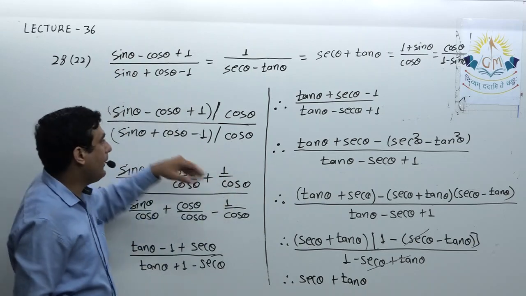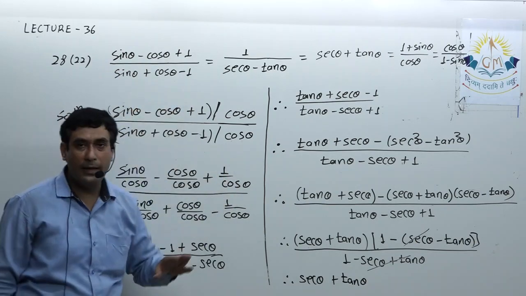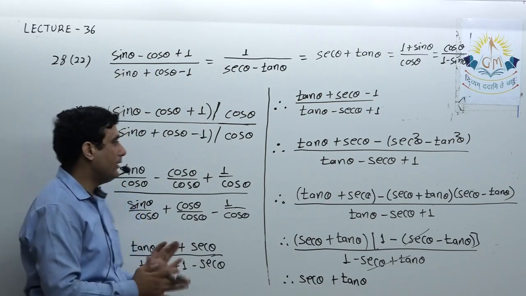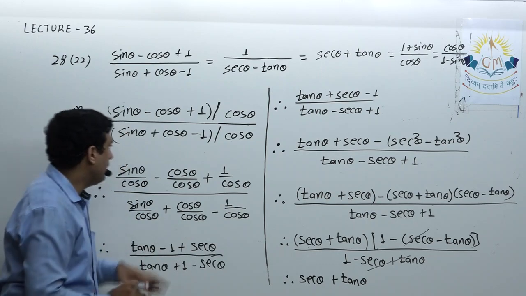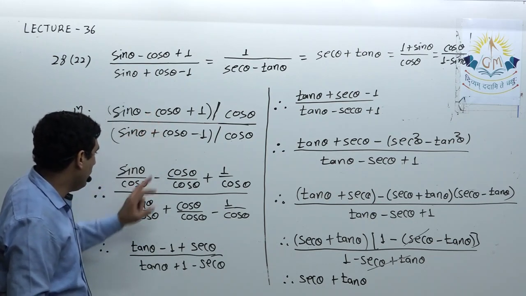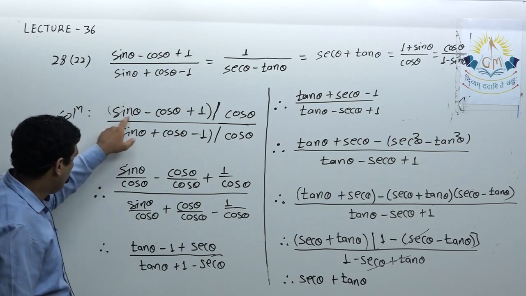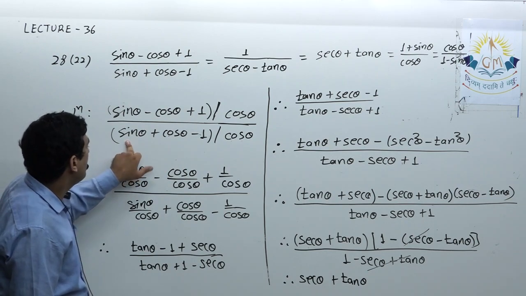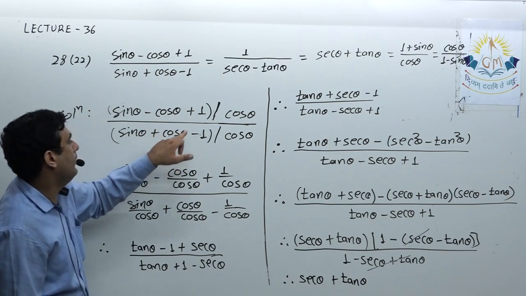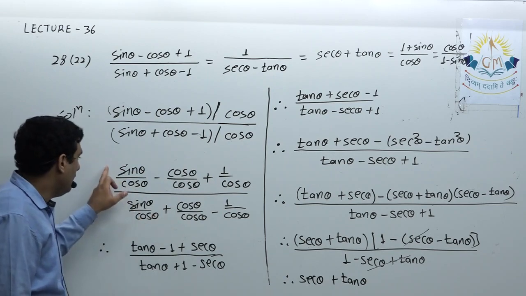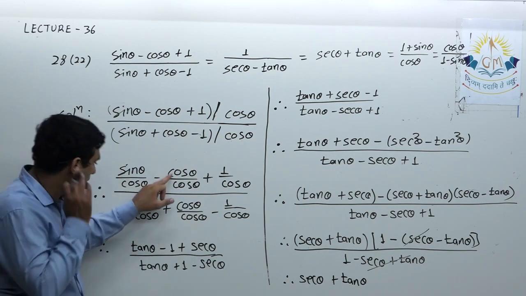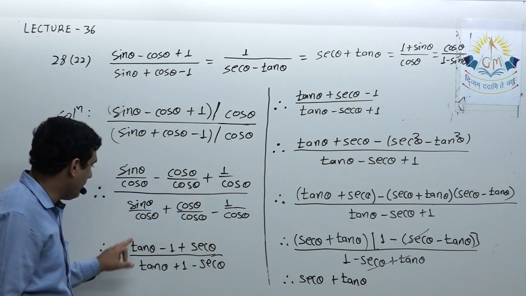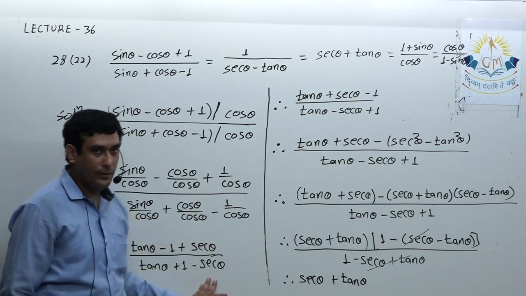We have to simply divide by that trigonometric ratio whose sign in the numerator and the denominator is not the same, or in other words it must be different. So here I divided the numerator and denominator by cos theta. So I got sine upon cos, cos upon cos, 1 upon cos. Similarly over here, sine theta upon cos theta, cos theta upon cos theta, and 1 upon cos theta. Sine upon cos, I wrote tan, cos upon cos is 1, and 1 upon cos theta is sec theta. Similarly over here, I got tan theta plus 1 minus sec theta.